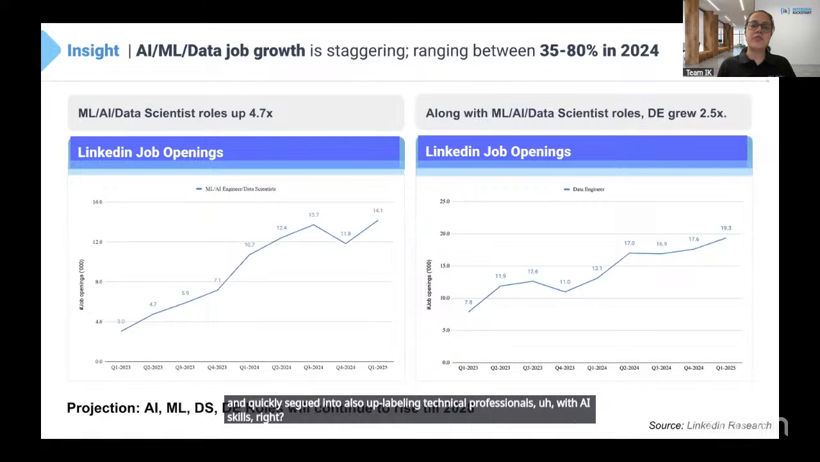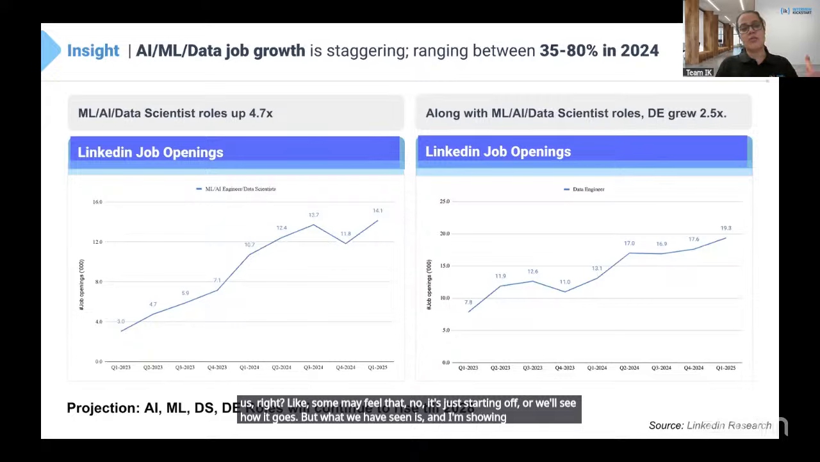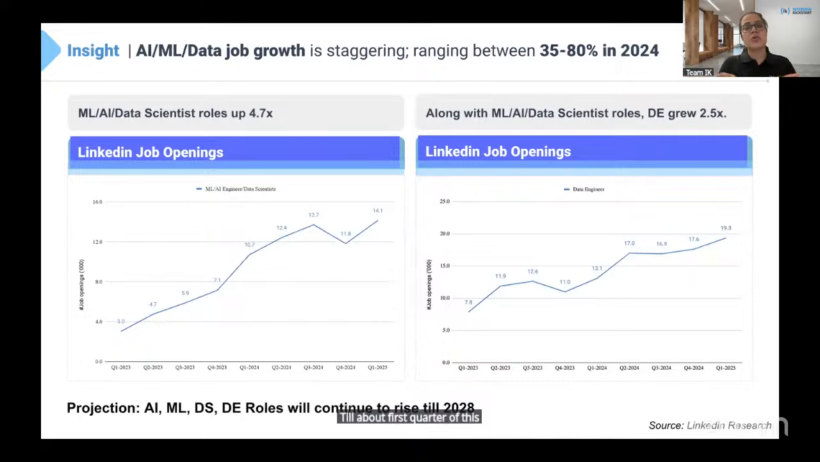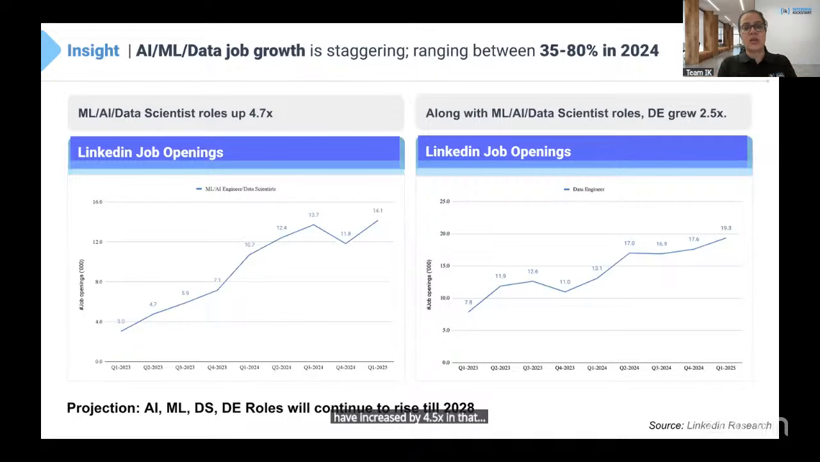And what's the need for it is the number one question that we get asked. Some may feel that it's just starting off, or we'll see how it goes. But what we have seen, and I'm showing you data from January 2023 till about the first quarter of this year, is that roles in AI, ML, and data science backgrounds have increased by 4.5x in the last 2 years. This is data from LinkedIn research.